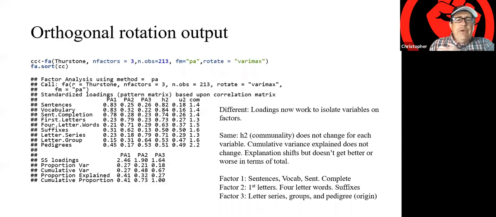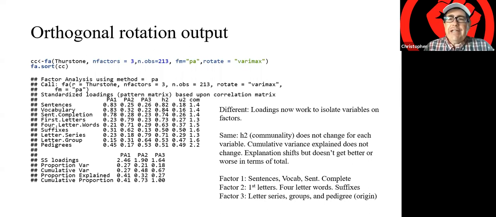The main key with rotation, one thing I want to note here is the communality values stay exactly the same. So we don't have any change in what's explained in any one variable. The eigenvalues change, but cumulatively they stay the same. We can see here we still have that 0.67 value for the cumulative var. That's how much is explained in total. That doesn't change. So nothing changes about how much variability is explained in any one variable or overall.